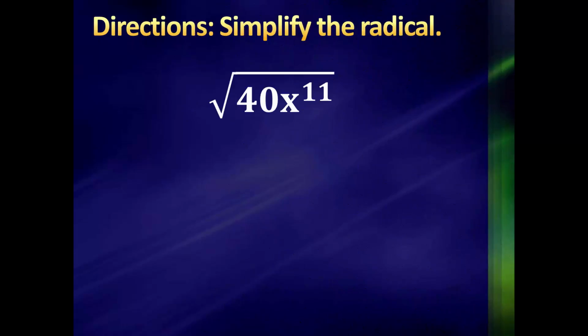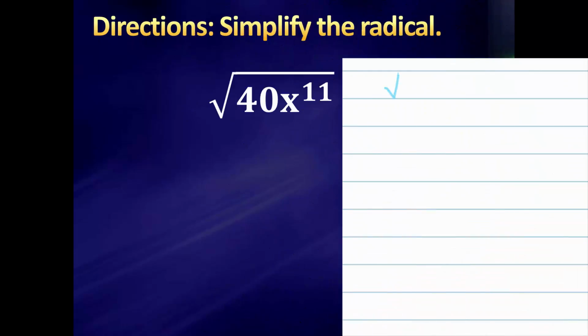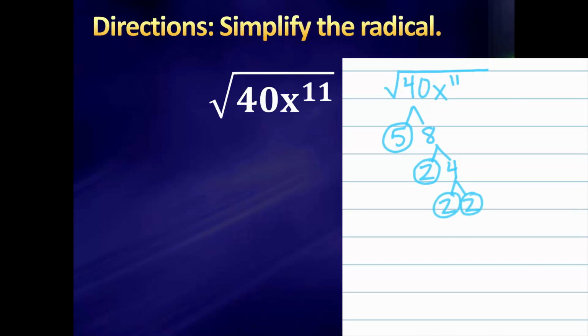In our next example, we have the square root of 40 x to the 11th. Here with our 40, let's go ahead and do the prime factorization. 40 is 5 times 8. Now 5 is prime, so we can circle that. 8 could be 2 times 4. 2 is prime, so we can circle the 2. 4 can be broken down into 2 times 2, so we'll circle both of those now.